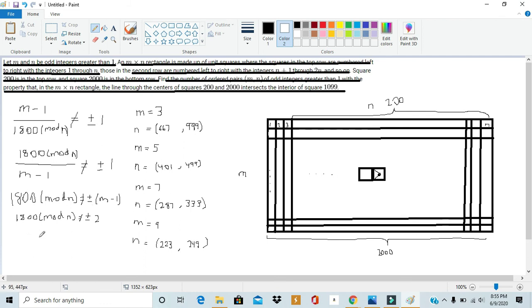Now, this further means that by adding or subtracting 2, 1798 or 1802 can't be perfectly 0 mod n. So any numbers that make this 0 mod n in this range between 667 and 999 would not work in this case, because they would give us a perfect 1 or -1.